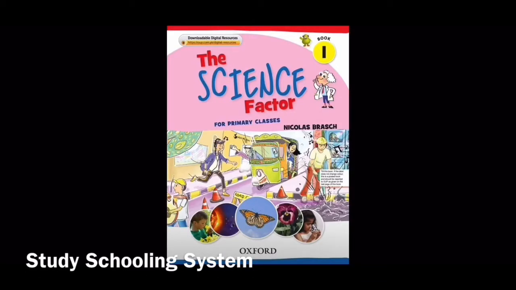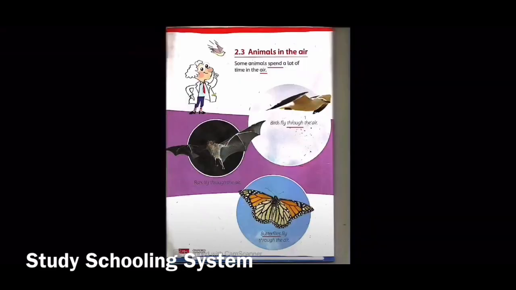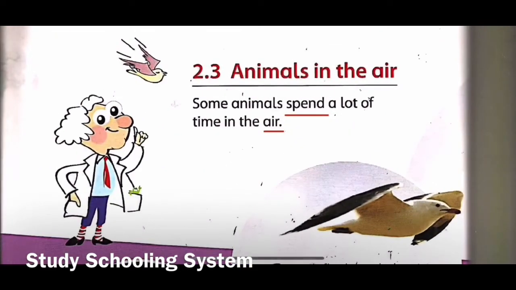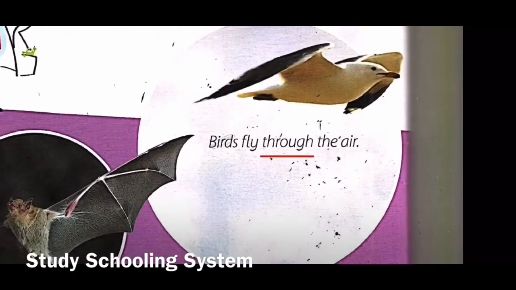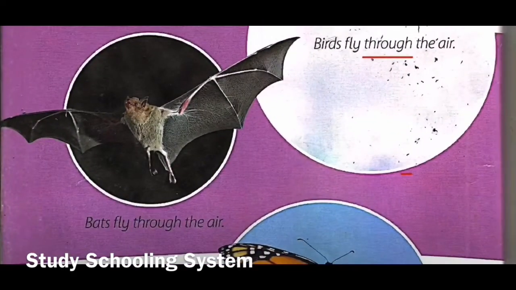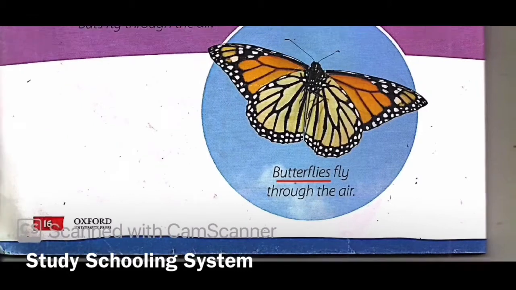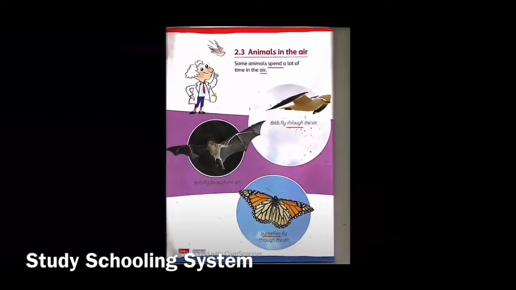Open your books to page number 16. Today's topic is 2.3 Animals in the Air. Let's start reading. Some animals spend a lot of time in the air. Some animals live in the air, right students? Birds fly through the air, bats fly through the air, and butterflies fly through the air. These are three of the animals that live in air: birds, bats, and butterflies.